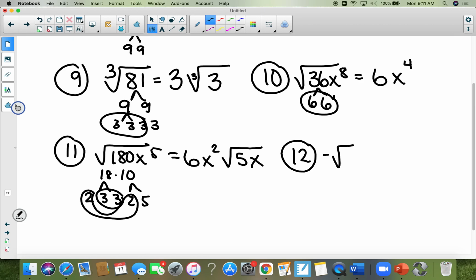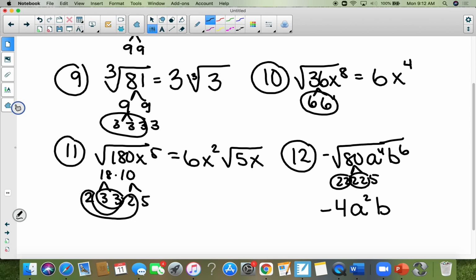Number 12 is a negative root of 80, a to the 4th, b to the 6th. 80 is made up of 2, 2, 2, 2, and 5. 8 times 10 is 80. I went pretty fast, but I don't want this video to take 30 minutes. So I'm going to take out a group of 2's and a group of 2's. So there's going to be a negative 4 on the outside. I'm going to take out 2 A's and 3 B's with a lonely little 5 left over. Final answer for number 12.